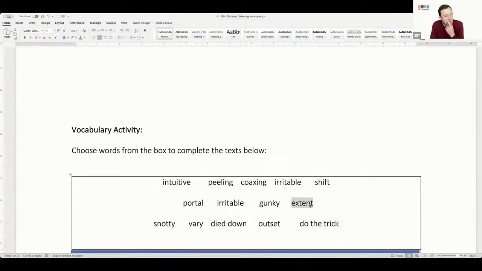Extent. Put your hand up if you know extent. Go on, Mohammed. What's extent? I think scale or size. It can definitely be applied to size and scale, definitely. It's not restricted to that, though. It's how much, isn't it? That's what it means. It's how much.